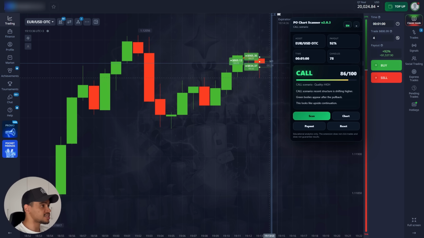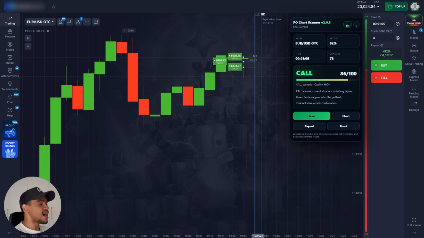This looks like upside continuation. And another thing, I always separate my trades. I talk about it in almost every video that I do. You absolutely should be adopting this strategy as well, because if I placed all of my trades here at the top, I would most likely lose all three.